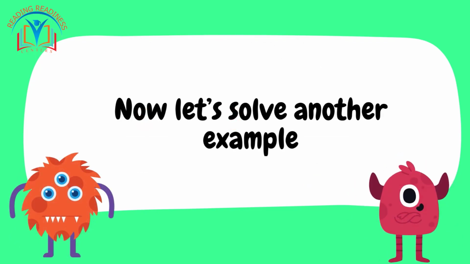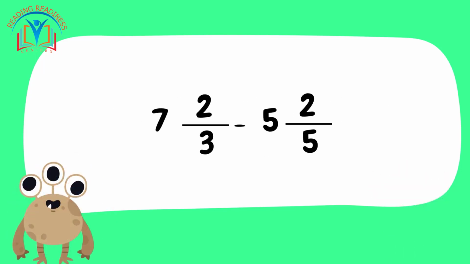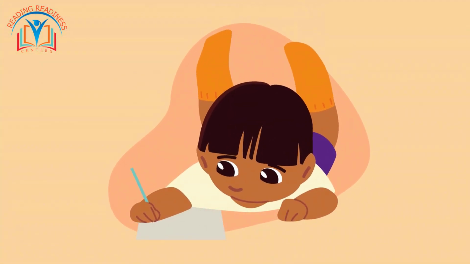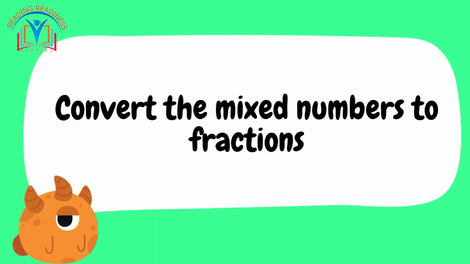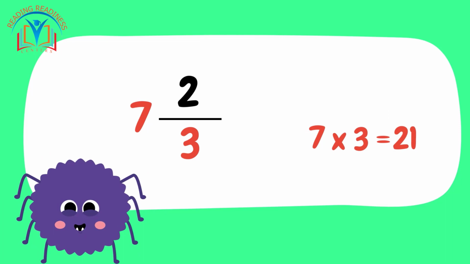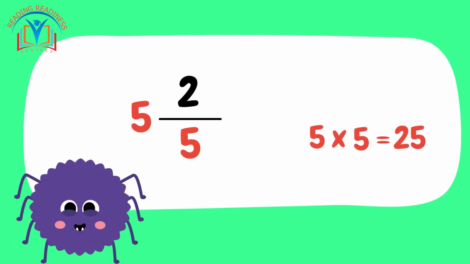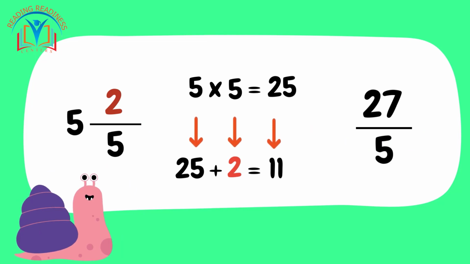Now let's solve another example. 7 2/3 minus 5 2/5. We'll perform the operation step by step, following the order of operations. Convert the mixed numbers to fractions. 7 2/3 equals 3 times 7 plus 2 over 3, which is 23/3. 5 2/5 equals 5 times 5 plus 2 over 5, which is 27/5.